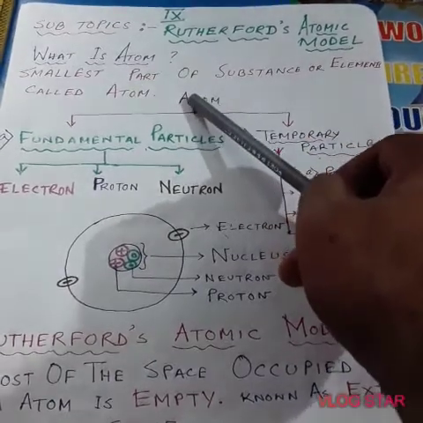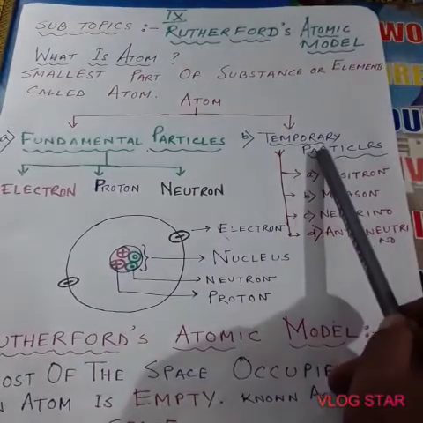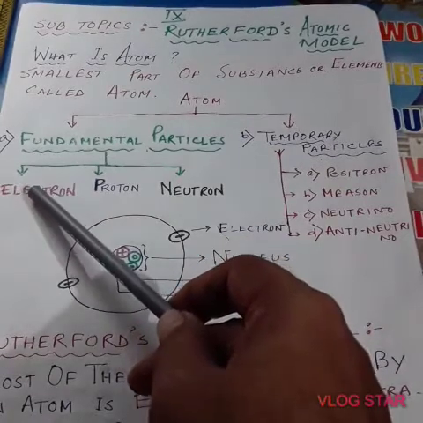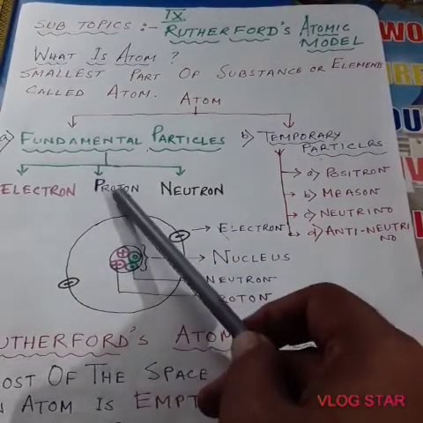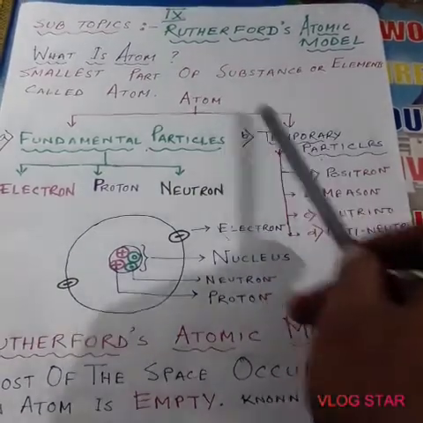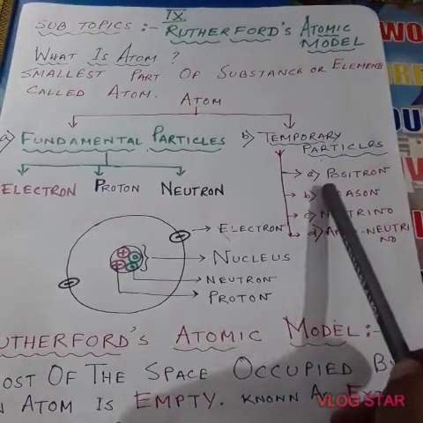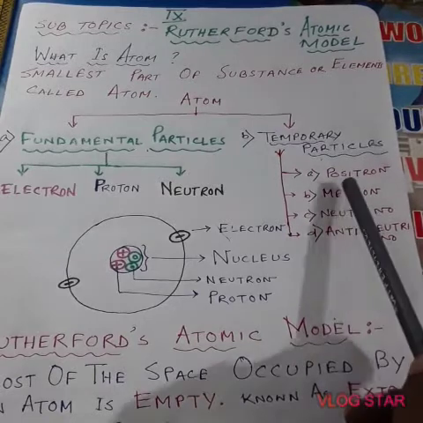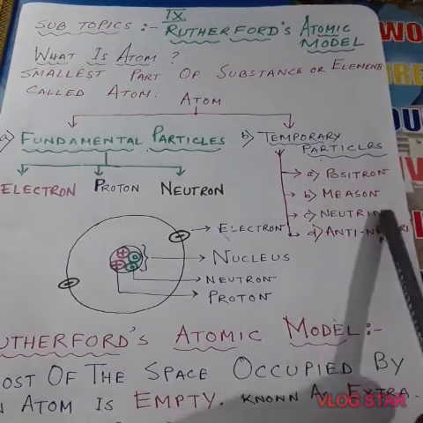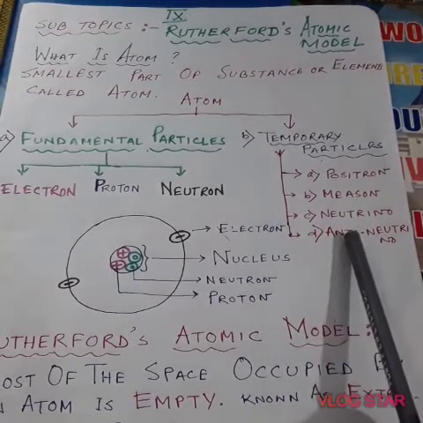These atoms have two parts: fundamental particles and temporary particles. Fundamental particles are of three types: electron, proton, and neutron, whereas temporary particles of atoms number more than 65. Out of 65, I have written just 4 or 5: positron, meson, neutrino, antineutrino, alpha particle, beta particle, and so on.